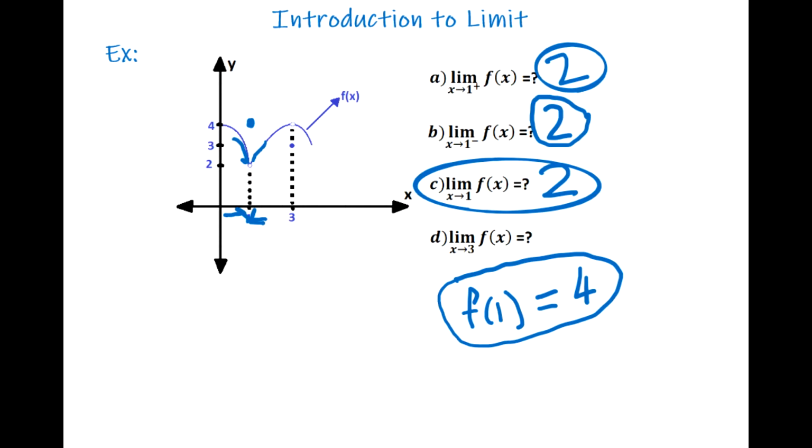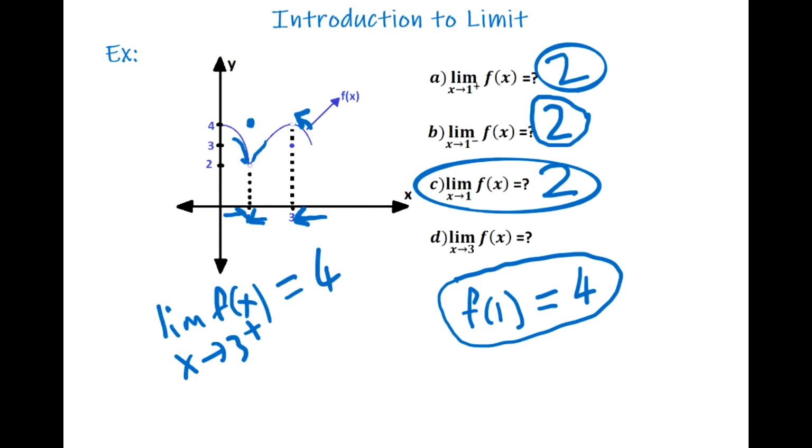Part d says what is the limit of f of x when x goes to 3? So when x goes to 3, that means we have to look at the limit from the right and from the left. So limit of f of x when x goes to 3 from the right: approach the function from the right side, and as you can see the value is approaching 4. So this is 4, guys. And now I have to look for the limit at the point x equal to 3 from the left also, f of x, when x goes to 3 from the left, and still I am going to 4.